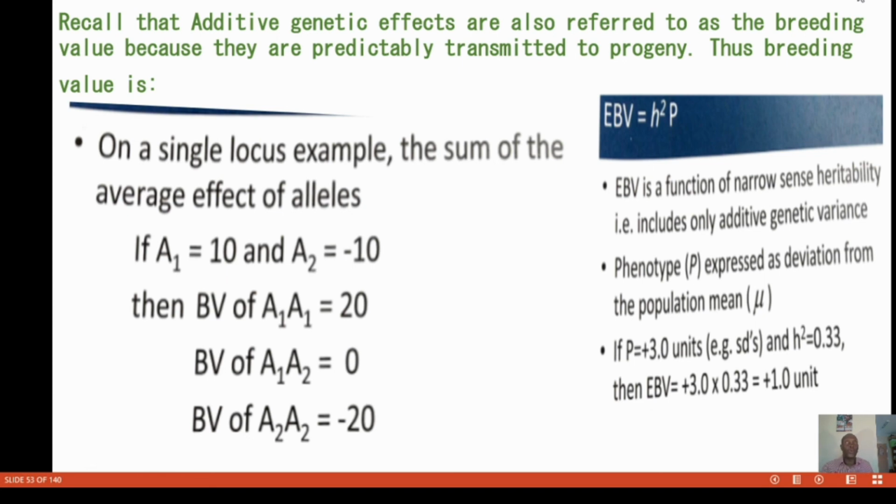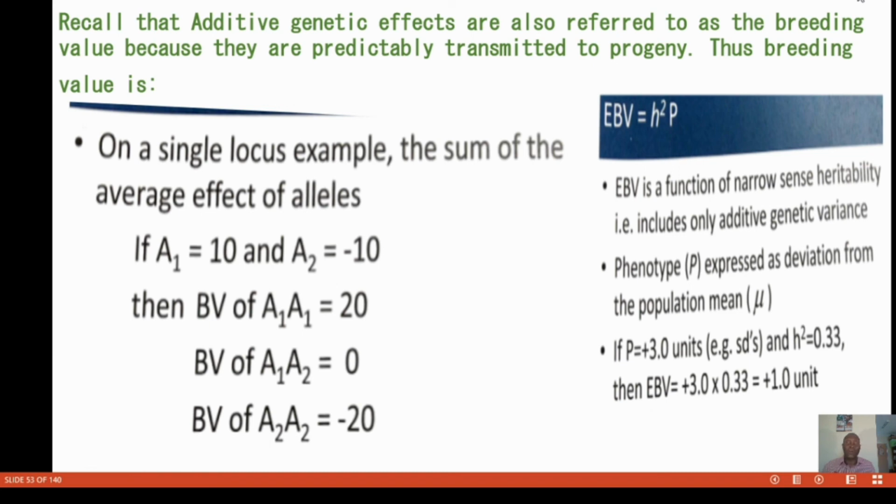What we want to do here, please recall, again I repeat, is that additive genetic effects are also referred to as the breeding value. They are what they are because they predictably are transmitted to the progeny. It's a predictive aspect.